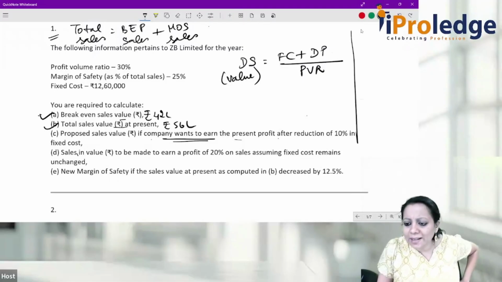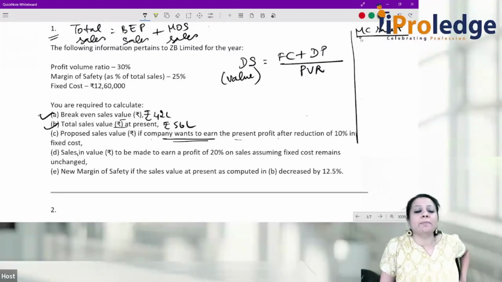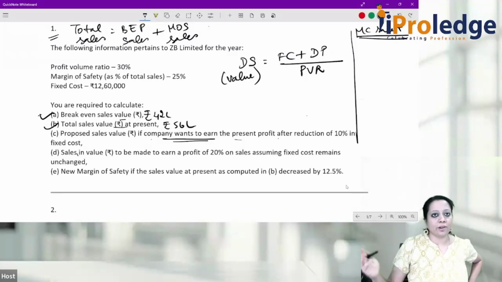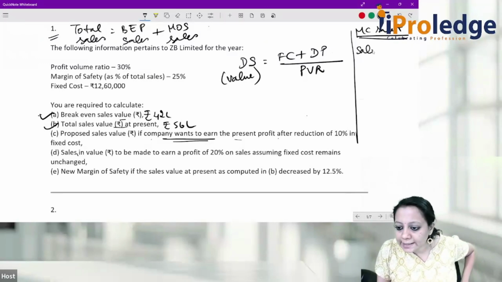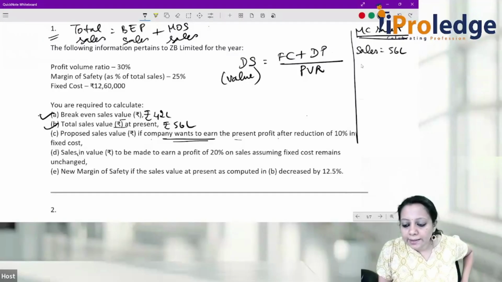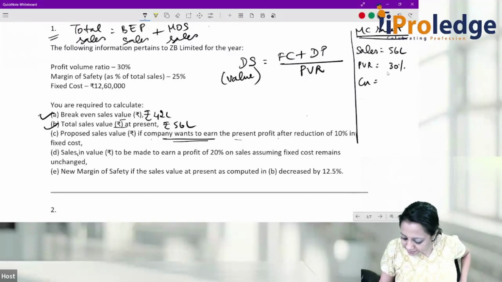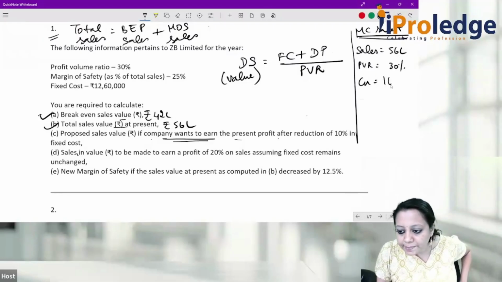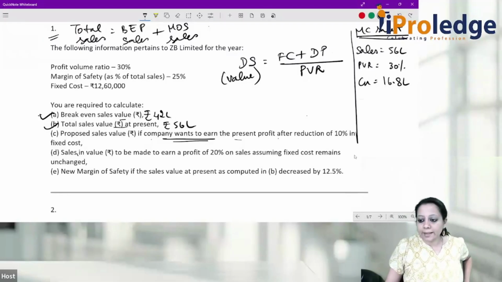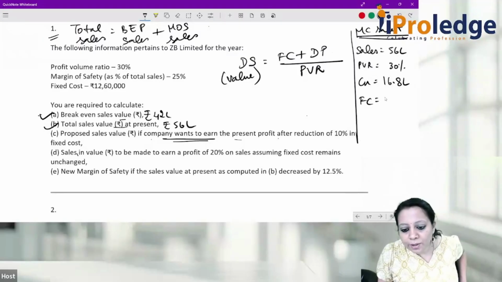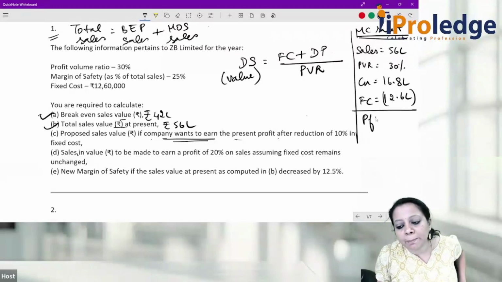So now marginal cost sheet. I told you, whenever you forget any formula in marginal costing, you please stick to marginal cost sheet. It is going to be sales up. How much is sales, dears? Just now we saw 56 lakhs, correct? Then PVR is equal to how much? 30%. That means contribution is equal to 56 lakhs into 30%. That is 16.8 lakhs. Then fixed cost is given to be how much? 12.6 lakhs. So contribution minus fixed cost will give me profit. Profit is how much? 4.2 lakhs.